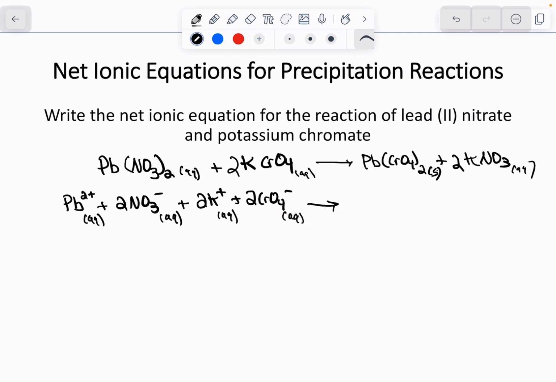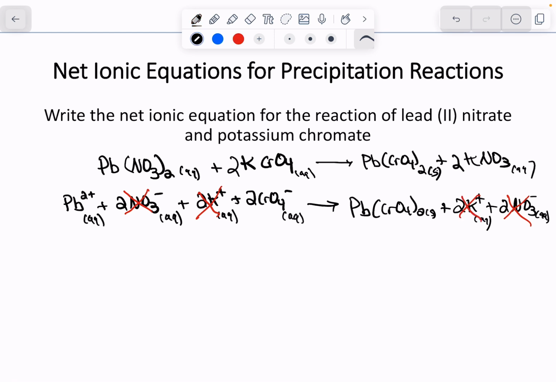Now, when we have a solid, we just leave it alone. So the lead chromate is just going to be left alone, but the potassium nitrate can be broken into its parts. Aqueous, aqueous. So that is the complete ionic equation. And what I'm going to do now is I'm going to cross out ions that are the same on both sides, and that also includes the same number. So I have 2 nitrates here, I have 2 nitrates there. I have 2 potassiums here, I have 2 potassiums there. And so that's all I can do.